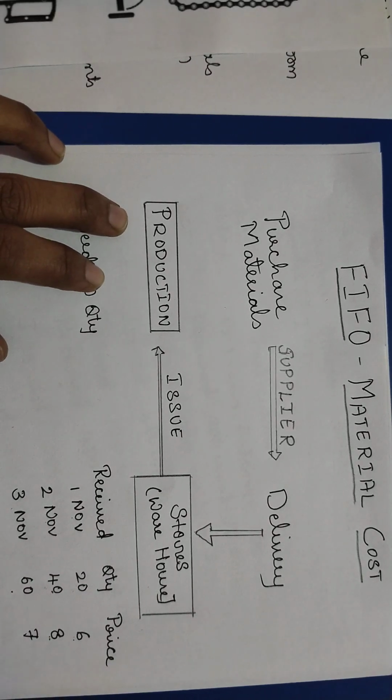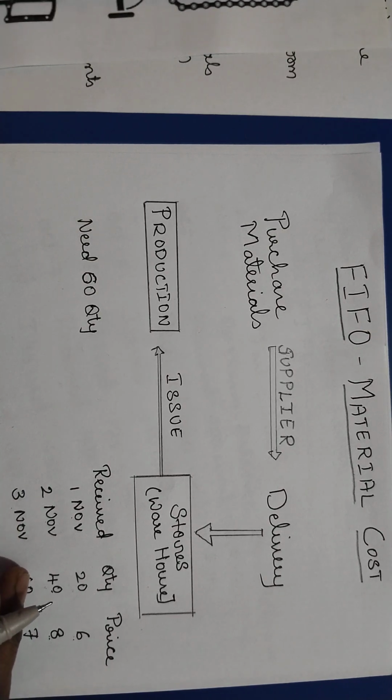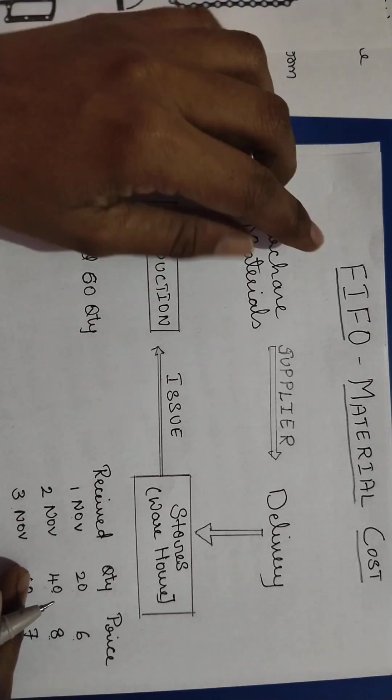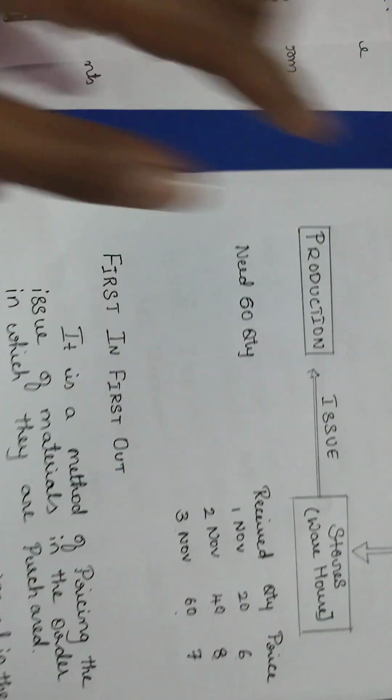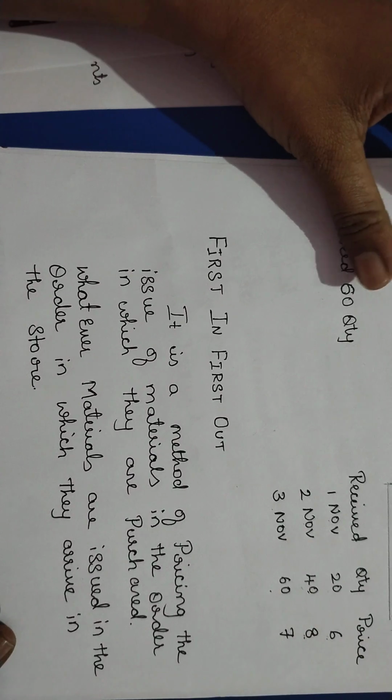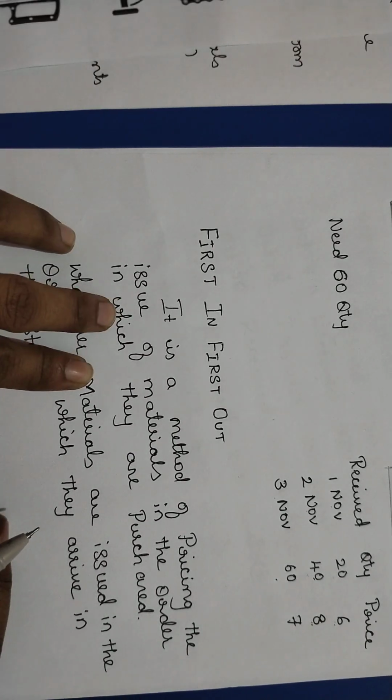To keep the record of material, you need to maintain the store ledger account. For maintaining the store ledger, you need a particular order or a method. So here we are following the FIFO method. Now we'll see the meaning. Already we have understood. Just read once for more understanding.